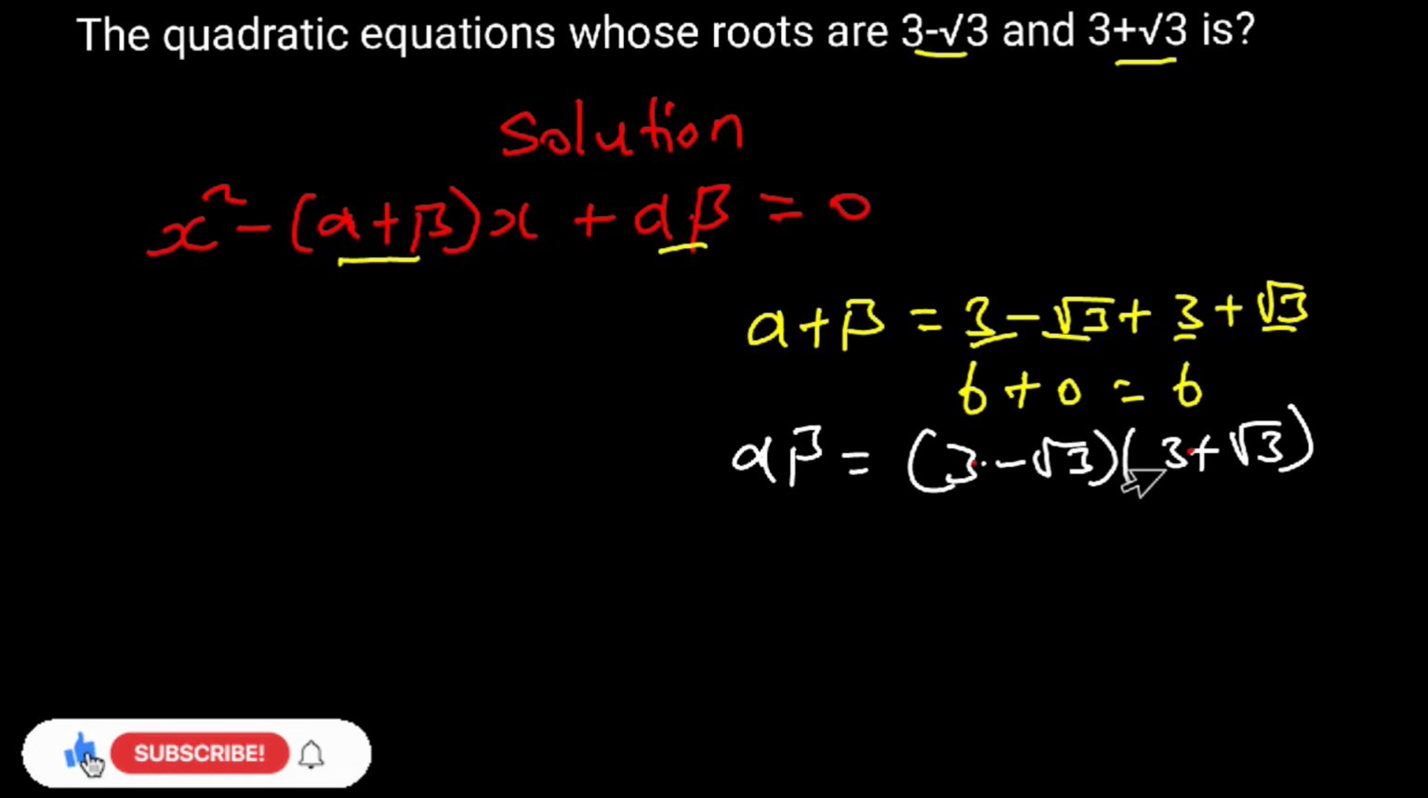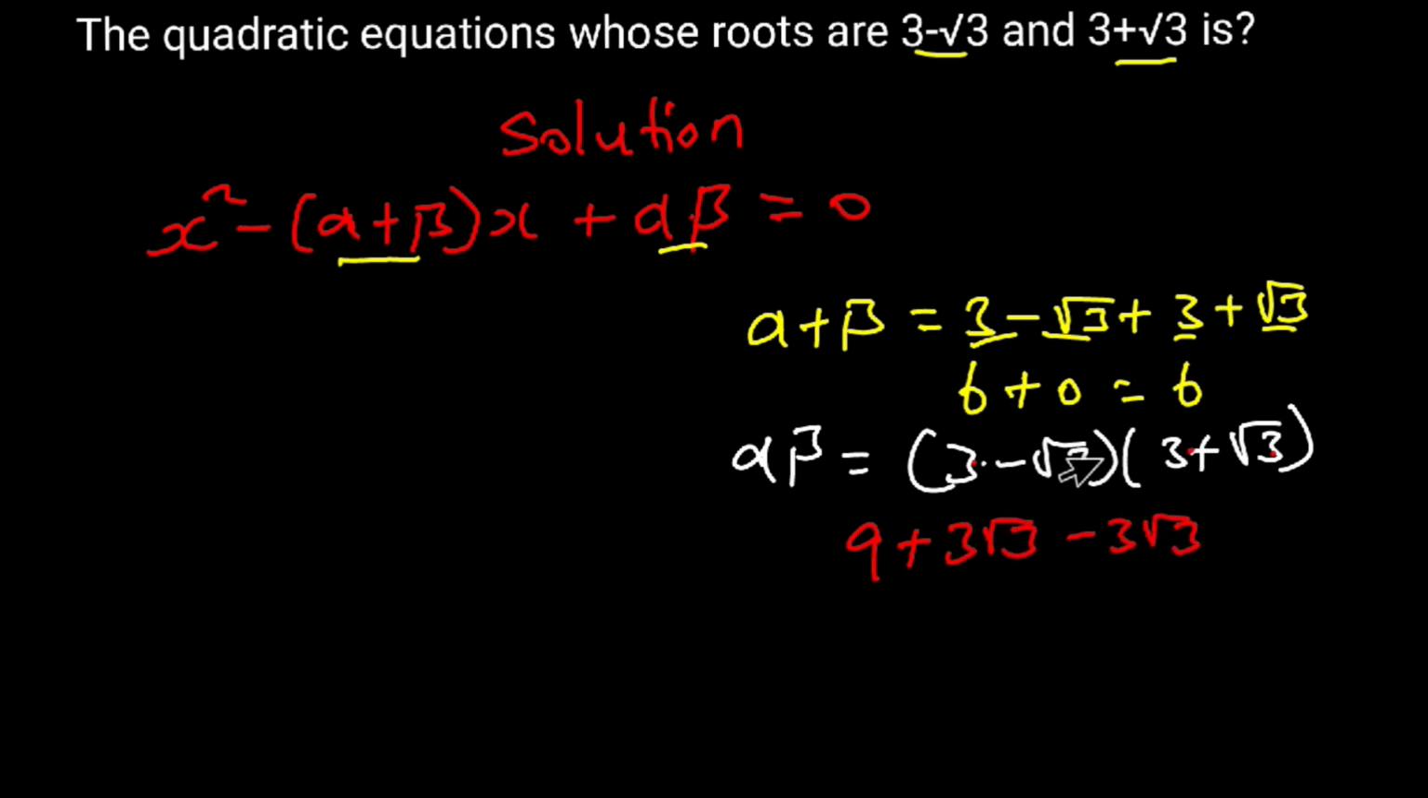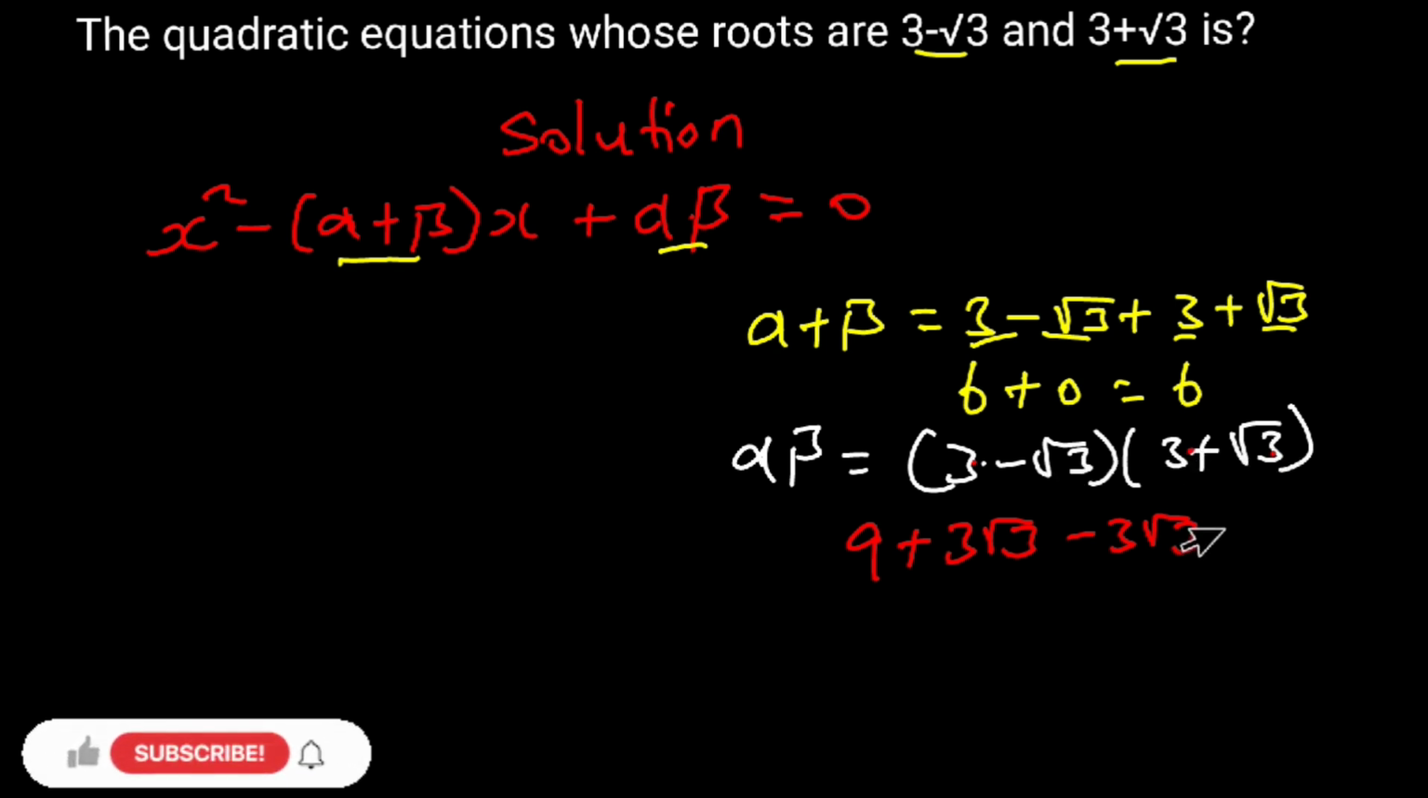So 3 times 3 is equal to 9. 3 times root 3 is equal to 3 root 3. Minus root 3 times 3 is minus 3 root 3. And then minus root 3 times plus root 3 is equal to minus 3. So you have 9, then plus 3 root 3 minus 3 root 3 is going to be 0, then minus 3. So 9 minus 3 is equal to 6.